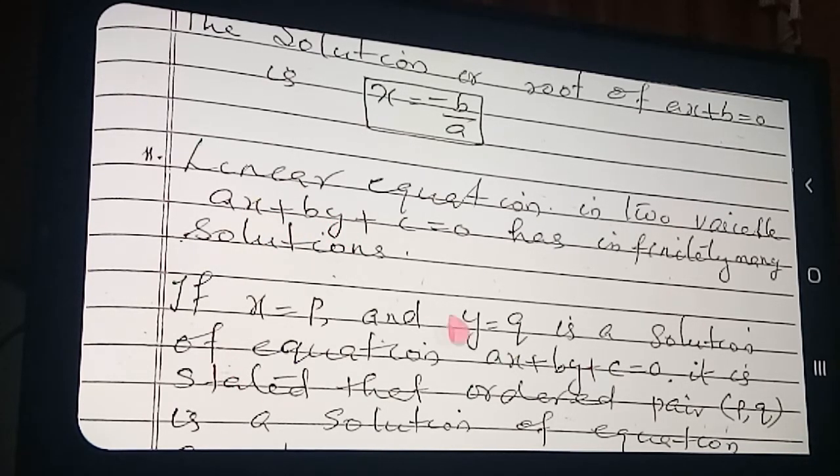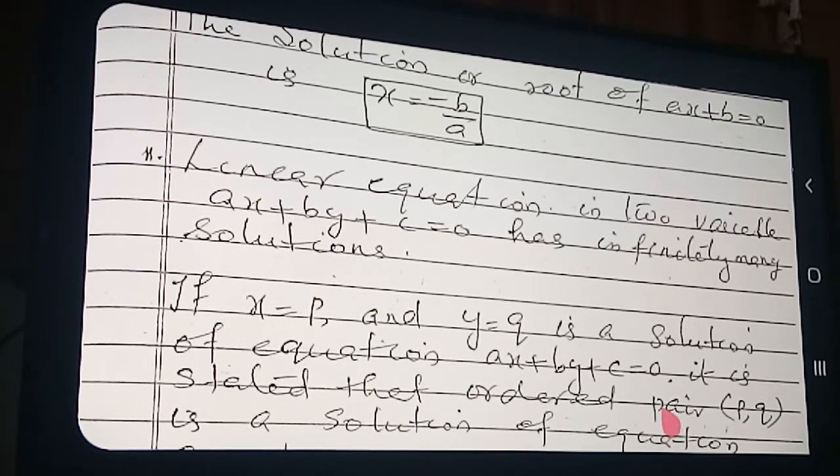So the meaning of solution is written here, see here. If in the place of x we give p, and for y we give q, then x equal to p and y equal to q is a solution. The meaning is this much only: when we substitute x equal to p and y equal to q in the equation, it will satisfy the equation. Therefore, if x equal to p and y equal to q is a solution, we write it in the form of an ordered pair (p, q). The ordered pair (p, q) is a solution of the equation.